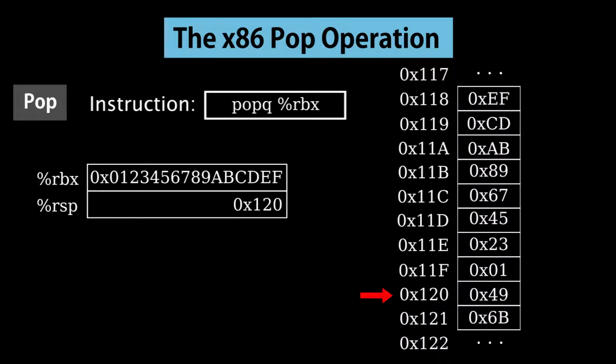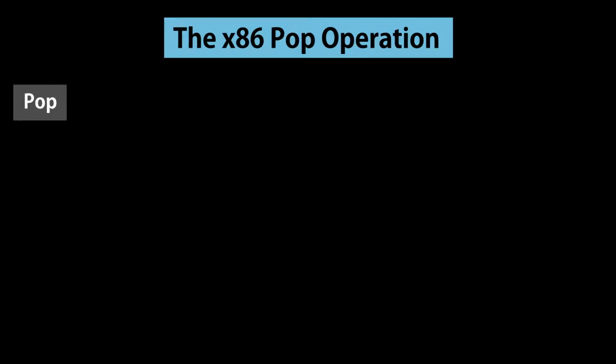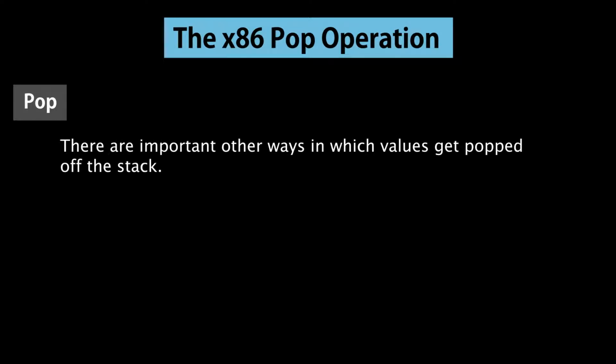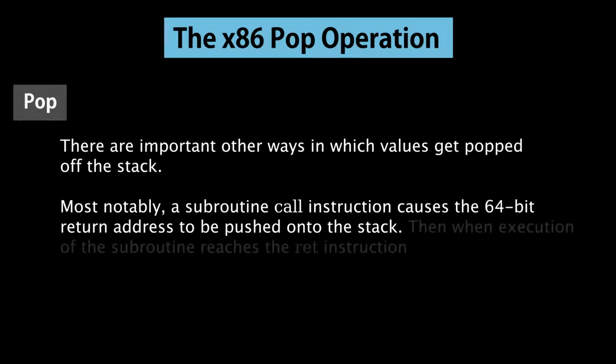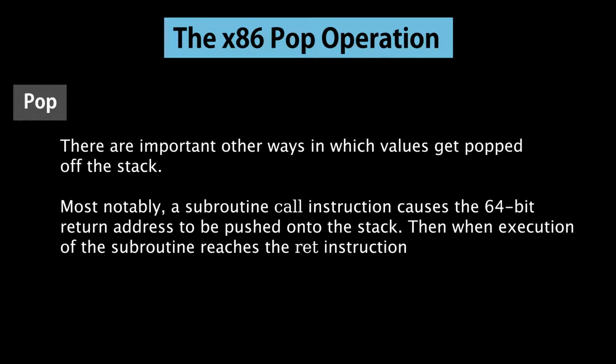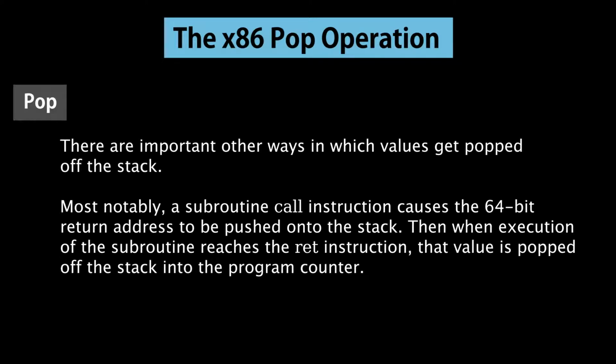In this video, we've described an explicit pop instruction, but there are important other ways in which values get popped off the stack. Most notably, a subroutine call instruction causes the 64-bit return address to be pushed onto the stack. Then, when execution of the subroutine reaches the return instruction, that value is popped off the stack into the program counter. That happens exactly as if an explicit pop had occurred, as we've illustrated in this video.